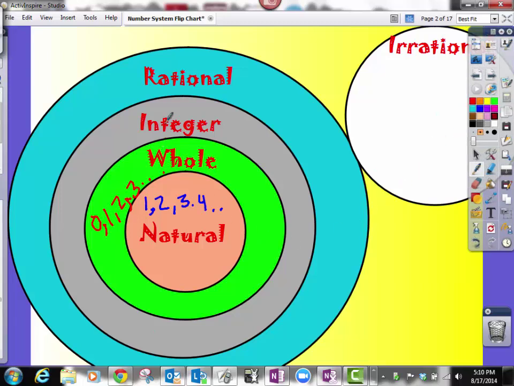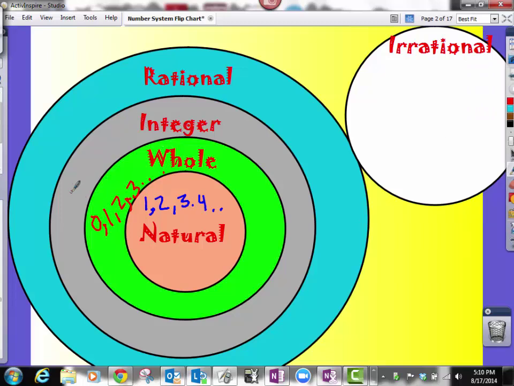Now, if we go up to integers, that's our next. The only difference there is, well, now I can start with negatives. Say -2, -1, 0, 1, 2, and so on. Again, no decimals, no fractions. And before I go into rational, with whole numbers and integers, you're basically just progressing. We started at 1 through your counting numbers, added in 0, and now we've just added in negatives.